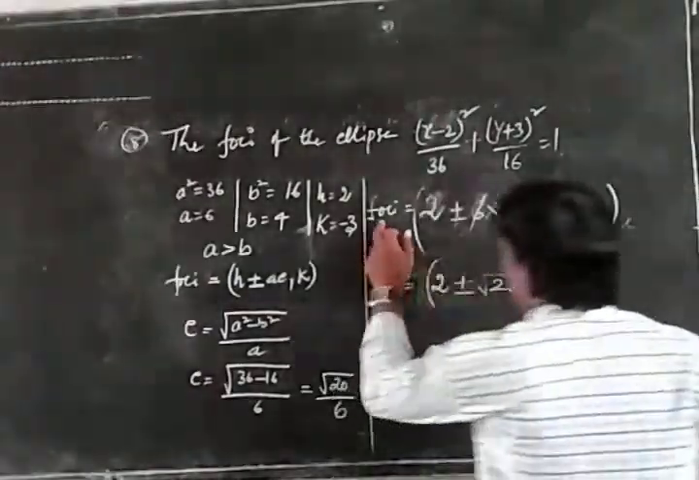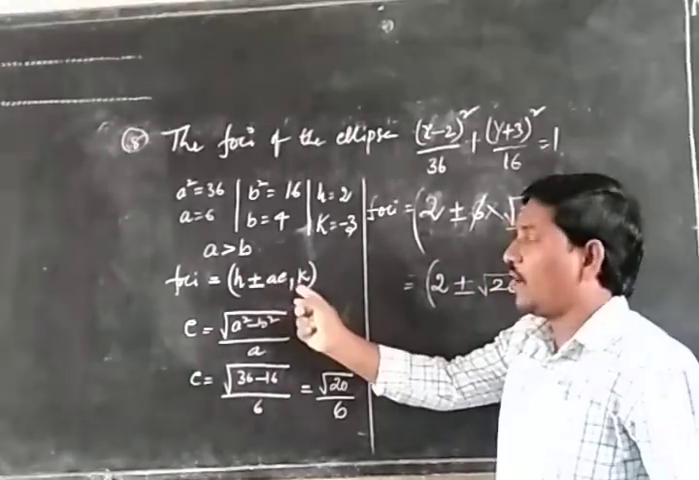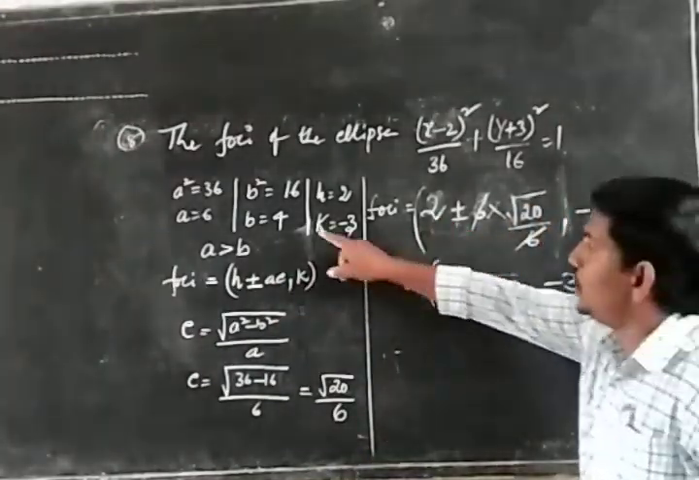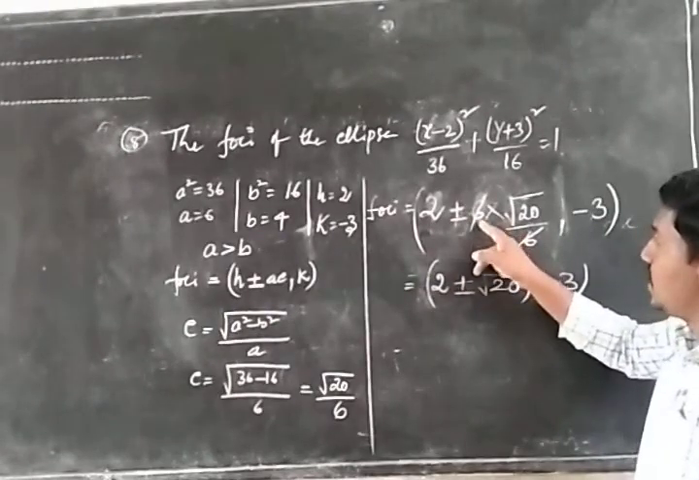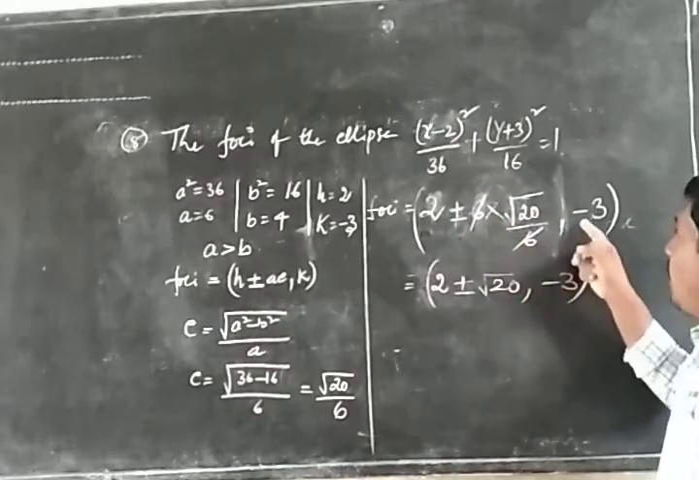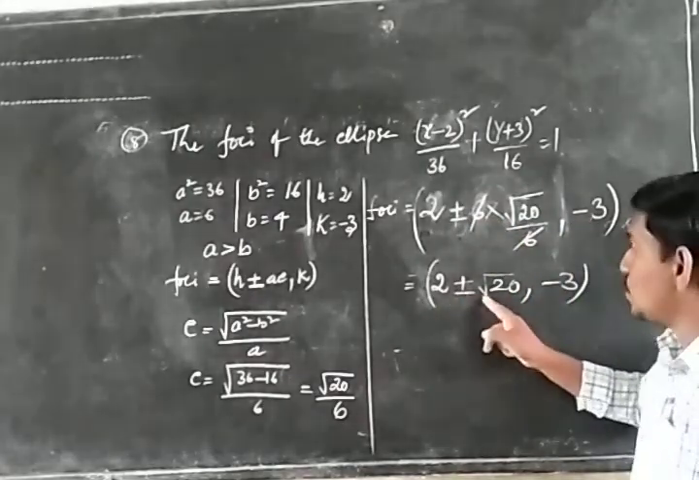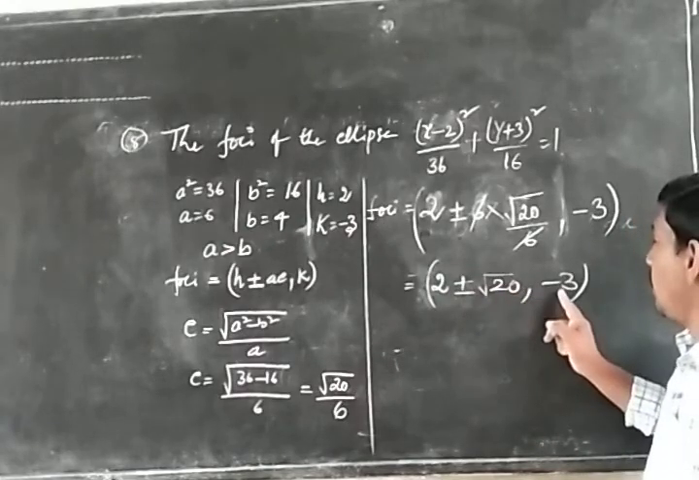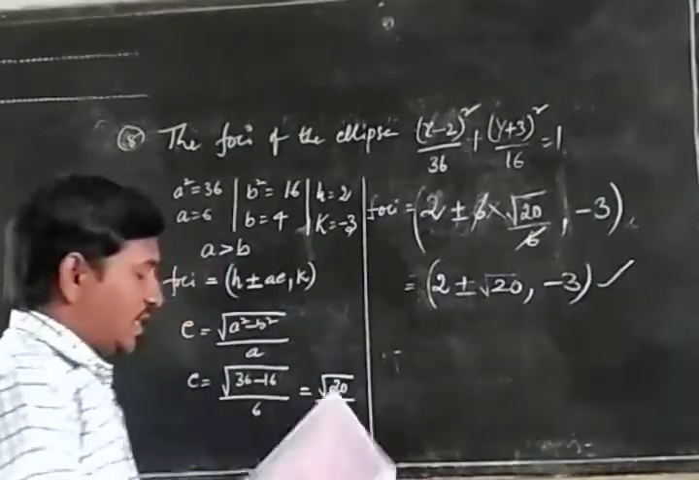So we need the foci. Here substitute h, a, e, k values. h means 2 plus or minus a means 6 into e means root 20 by 6. 6 cancel. K value minus 3. So 2 plus or minus root 20 comma minus 3. This is the value of the eighth sum, that is second option.